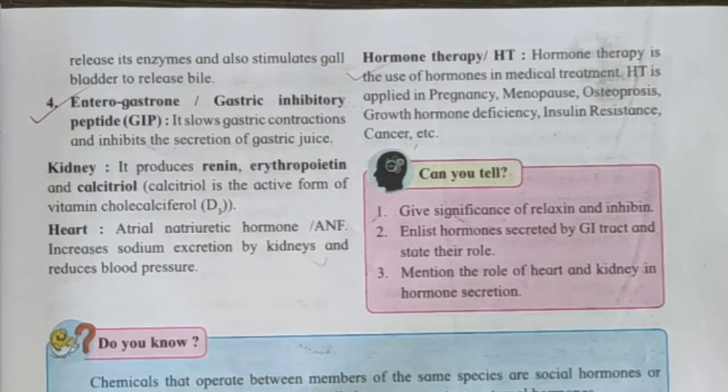So today we have seen the pancreas, gonads and diffuse endocrine glands. In the pancreas we have seen 4 different types of cells and their functions. In gonads we have seen the sex organs and their hormones, and in diffuse endocrine glands we have seen the placenta as well as the gastrointestinal tract and also hormone therapy.